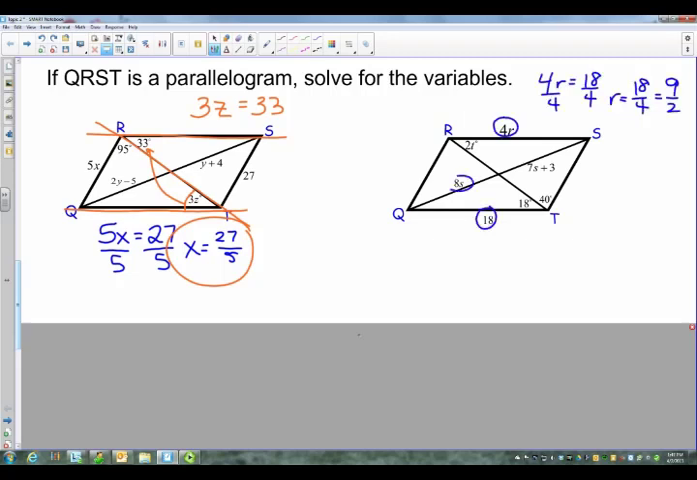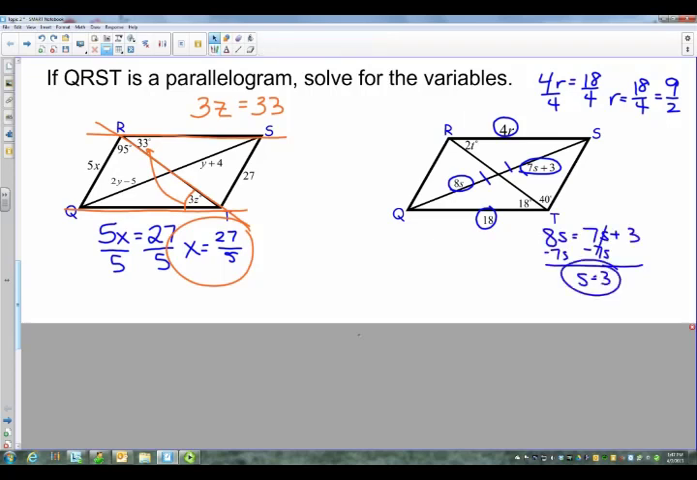Alright, the next one. We've got these two here. Again, because they are diagonals bisecting each other, they are congruent. So you've got 8s is equal to 7s plus 3. So subtract 7s. Those cancel. You get s equals 3.